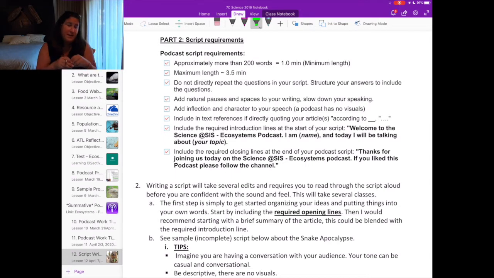You can include direct text references and quotes. You're familiar with doing this as citations in an essay, but as they're not seeing your writing, you have to verbally say those things like, according to a National Geographic study done in 1995, whatever the fact is. Or the author of this article, whatever his name is, says this. So it's okay to directly reference the article. That's part of your evidence that you're getting.